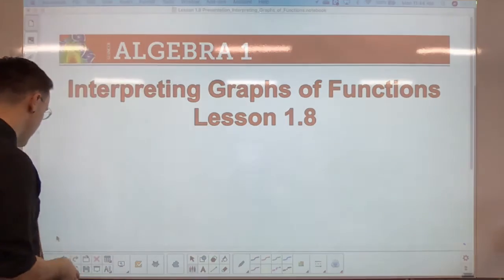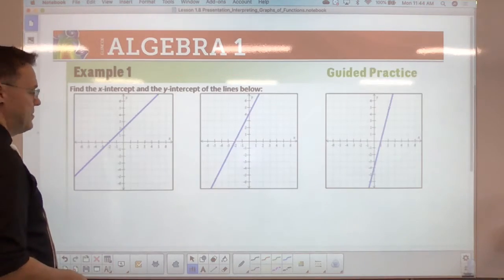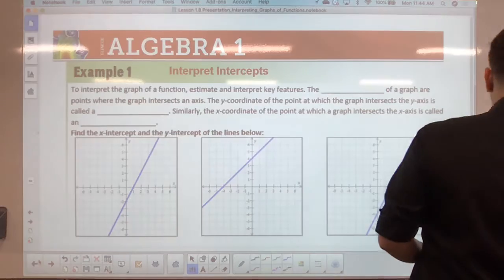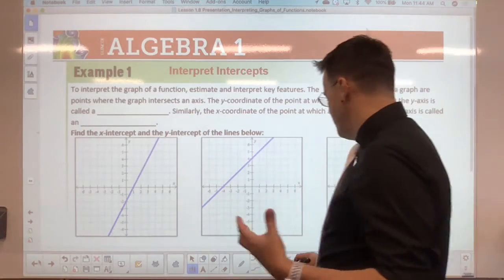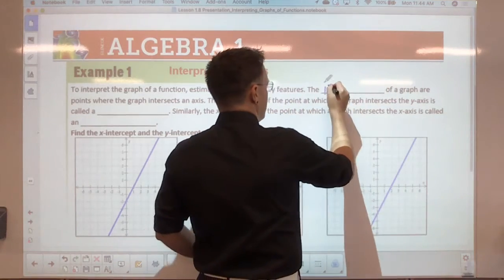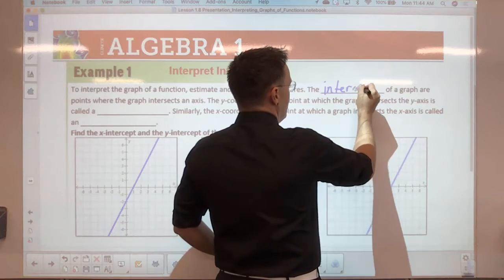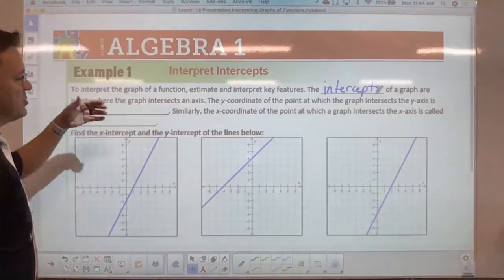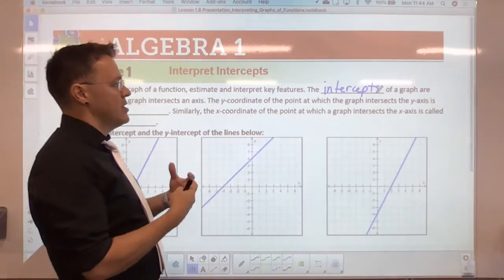As we begin, we're going to skip the bell work and go right to interpreting the function. If you have your vocabulary notes, please fill out the vocabulary as we go along so you get the terms, because I will throw these out there a lot. Interpret the graph of a function, estimate and interpret key features.